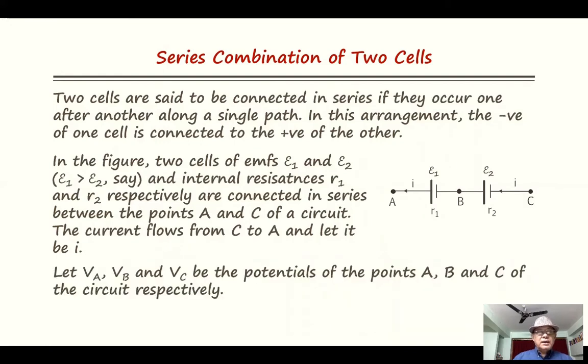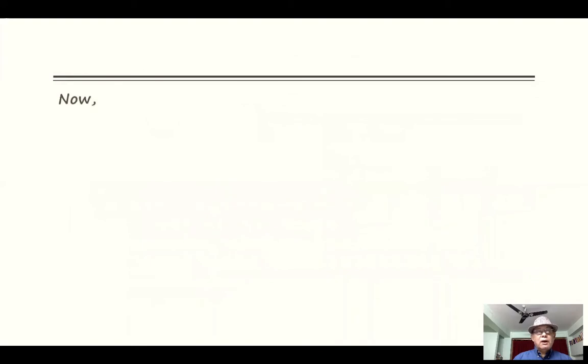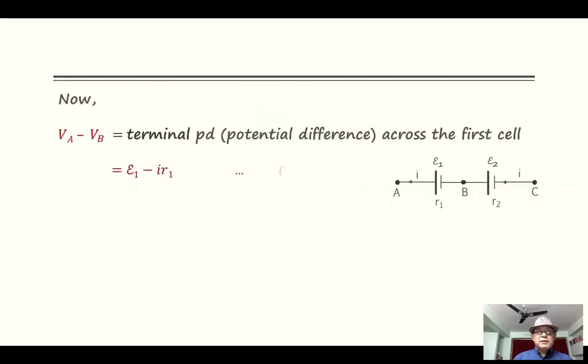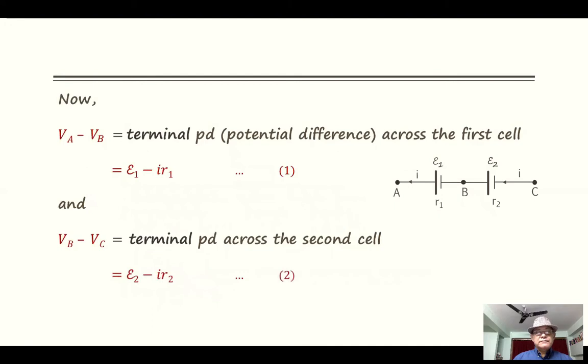Let VA, VB, and VC be the potentials of the points A, B, and C of the circuit, respectively. Now, VA minus VB, which is equal to the terminal PD or potential difference across the first cell, is equal to E1 minus IR1. This is equation 1. And VB minus VC, equal to the terminal PD across the second cell, is equal to E2 minus IR2. This is equation 2.